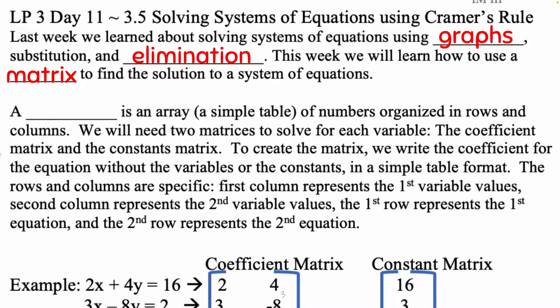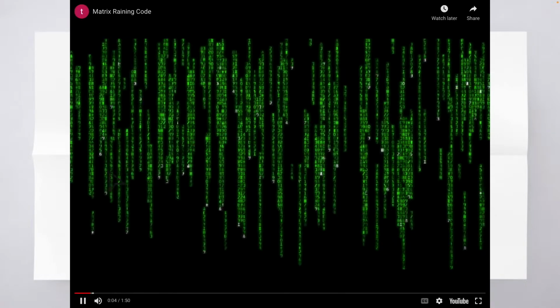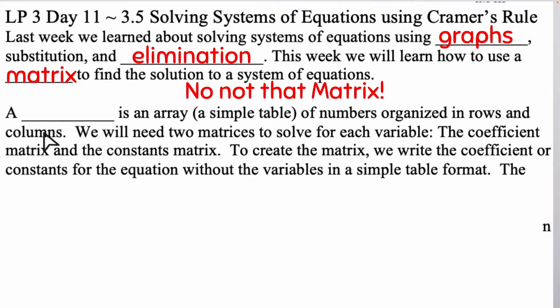So a matrix, got a silly little video for you. I wish the sound was on this one, but there's no sound with it. So just my silly little thing. No, not that Matrix. If you don't know what that is, it's a movie.